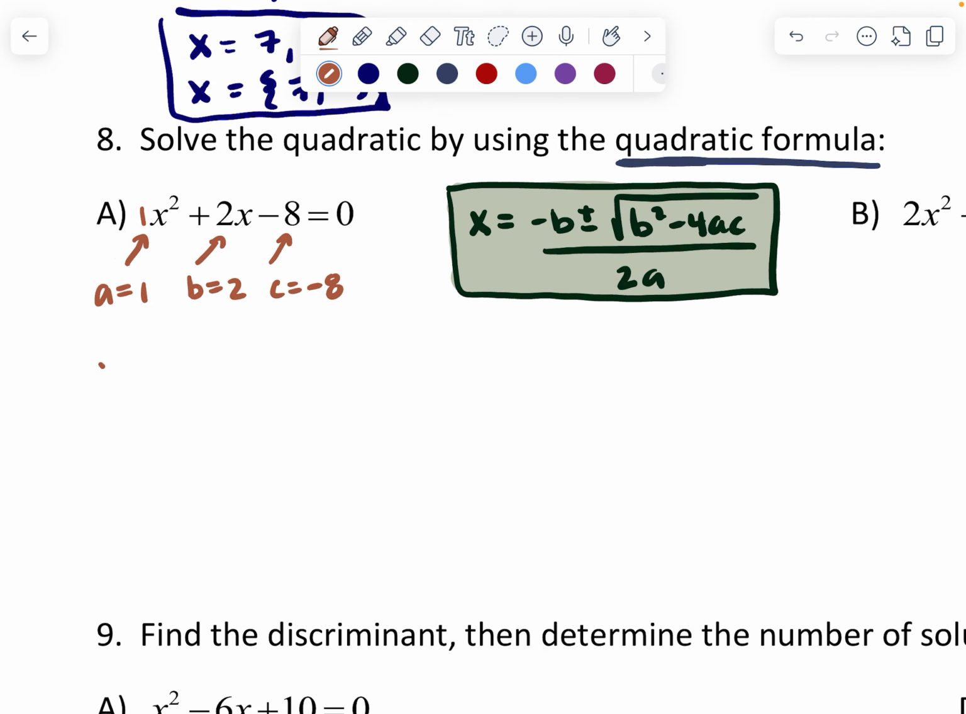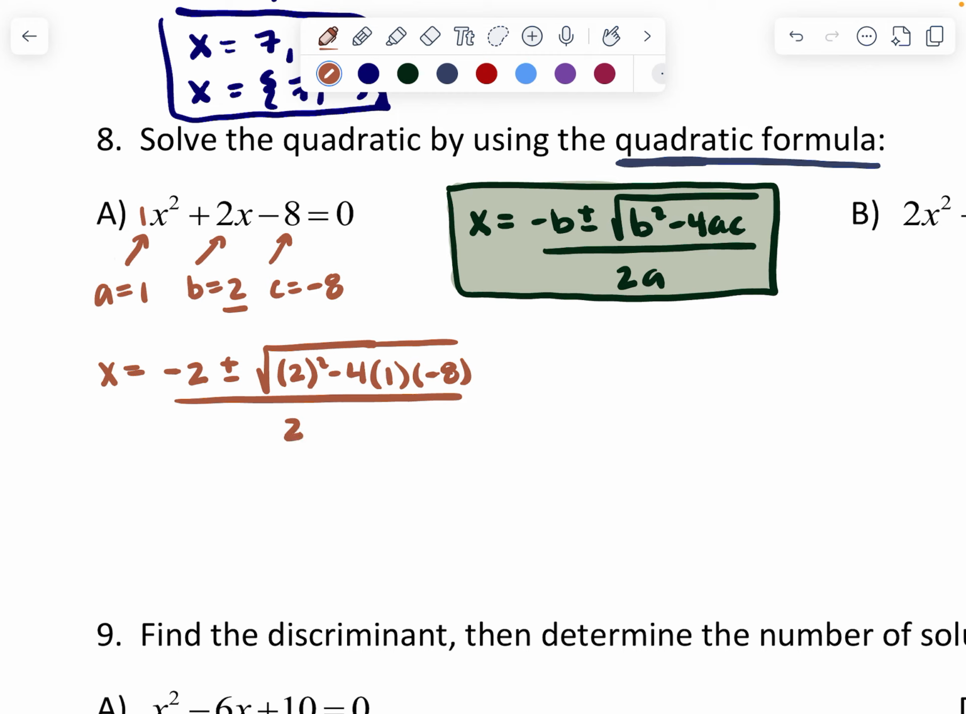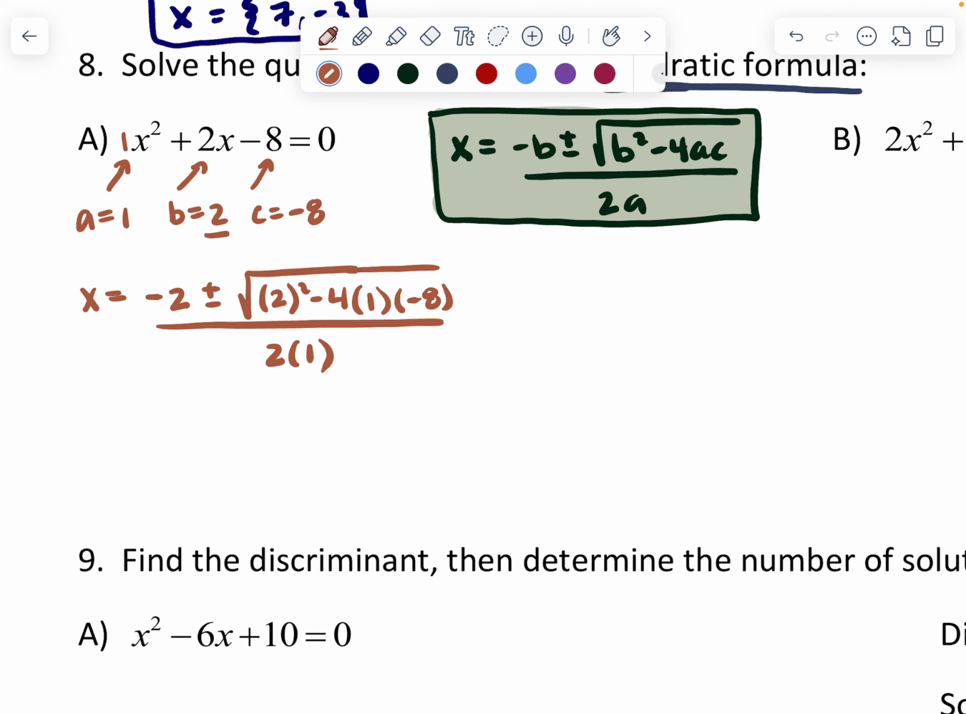So let's see what I get. x equals negative B. B is 2, so negative 2, plus or minus the square root of b squared, so 2 squared, minus 4 times a, which is 1, times c, which is negative 8, and then it's all over 2 times a, which is 1. After you plug it all in, all we have to do now is simplify. So you're going to get x equals negative 2 plus or minus the square root of, and let's simplify this. Hang on, let me change that to blue. So 2 squared is 4. So this is 4.